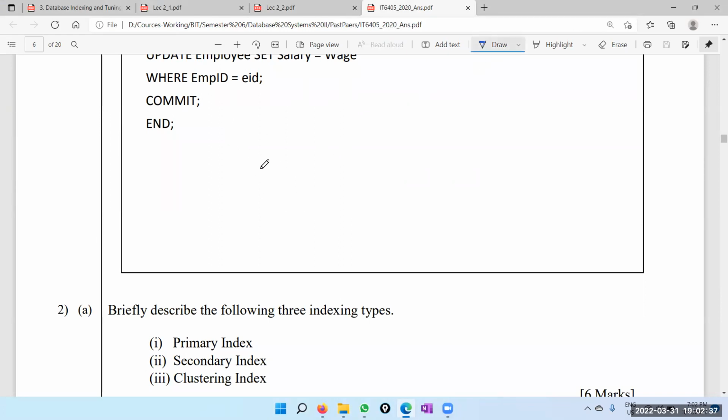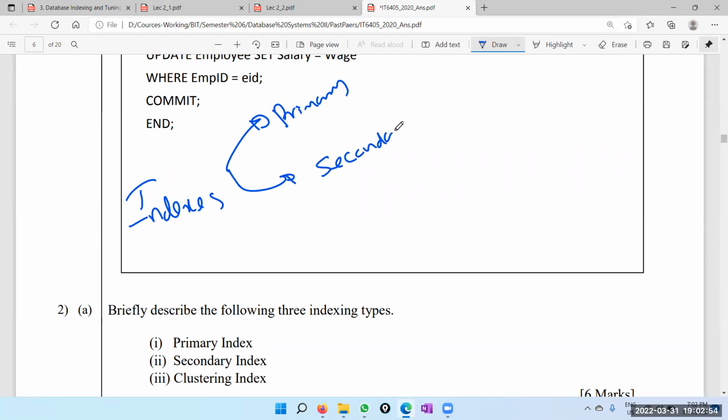Remember, we can subdivide indexes, or indices, into 2 categories: primary index and secondary index. Secondary is another way of connecting. Actually, we can subdivide it into primary index, clustering index, and secondary index.